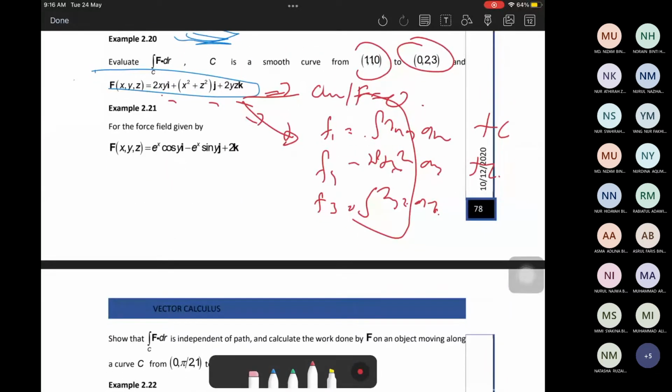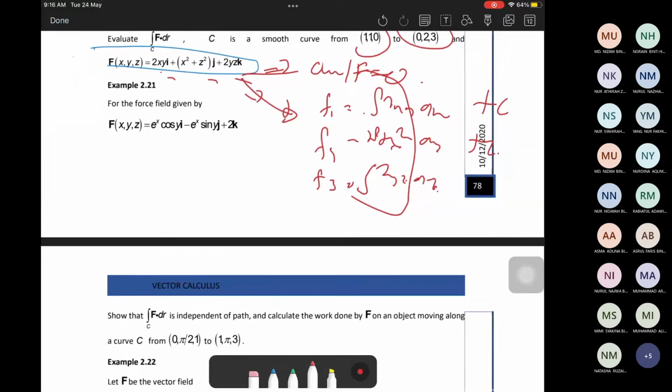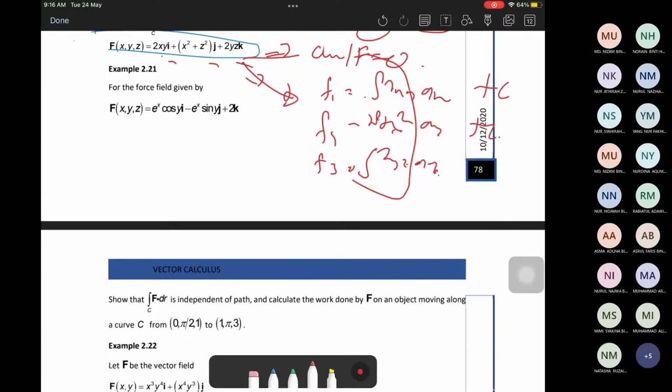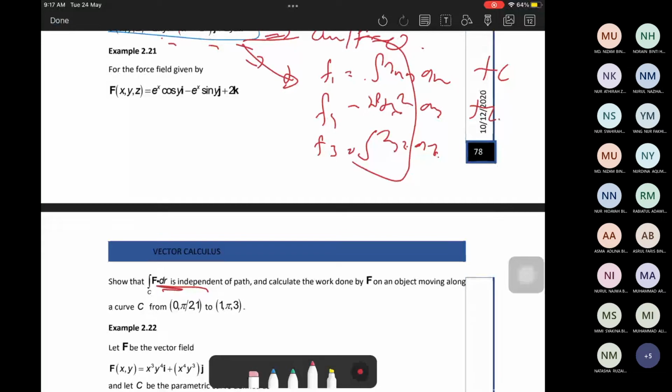Okay, example 2.21. If f x y z equal to ax cos yi plus a minus ax sin j plus 2k. Okay, jadi dia bagi for space yang panjang tu. Show that the line integral is independent of paths and calculate the work done by f an object moving along a curve 0 pi over 2 and 1 pi 3.